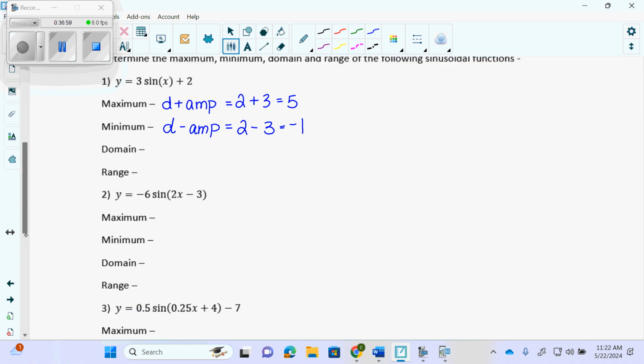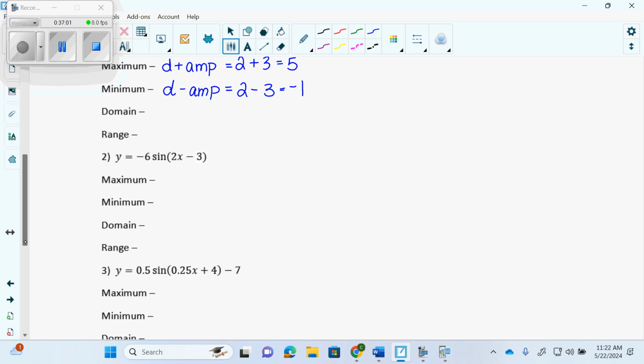D plus amplitude. Okay, let's go with this one. Maximum is D plus amplitude. What's my D? So I'm going to go 0 plus my amplitude. What's my amplitude? 6. Do not say -6. That is not your amplitude. Okay, and then what's your minimum going to be? My midline, the middle of my graph, subtract my amplitude. And I get -6, which makes sense because remember when y equals 0, it's the x-axis, and I go up 6, I go down 6.